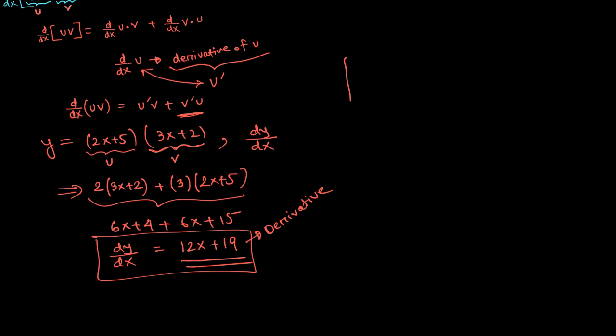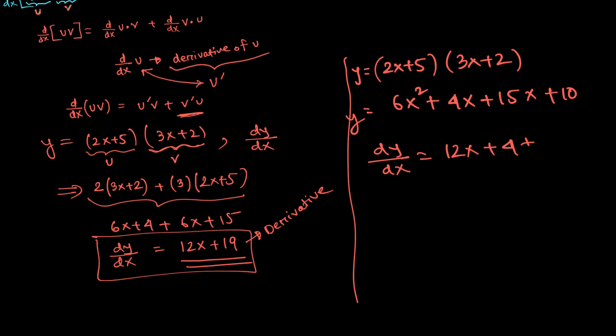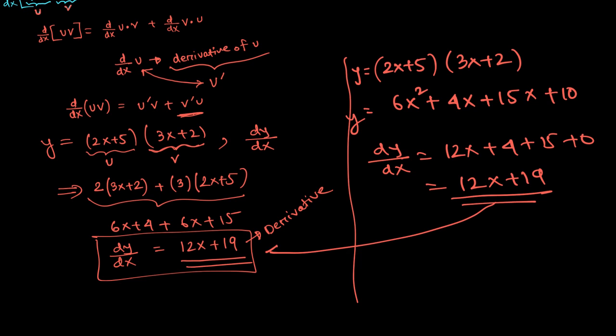So let's just verify that. Let's say 2x plus 5 times 3x plus 2, and if we expand this, it's going to be 6x squared plus 4x plus 15x plus 10. Now if you find dy by dx using the power rule, you can write this as 12x plus 4 plus 15 plus 0, which is 12x plus 19, and your ultimate answer is the same, right?